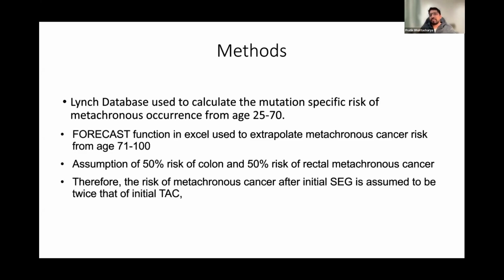They assumed that, because they didn't have data on separate colonic and rectal metachronicity, there was a 50% risk of colon and 50% risk of rectal metachronous cancer. Therefore, the risk of metachronous cancers after each initial segmental colectomy was assumed to be twice that of initial total abdominal colectomy, as per the paper.